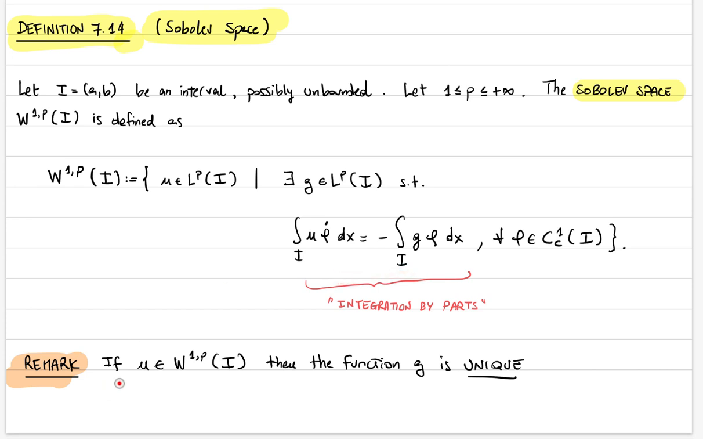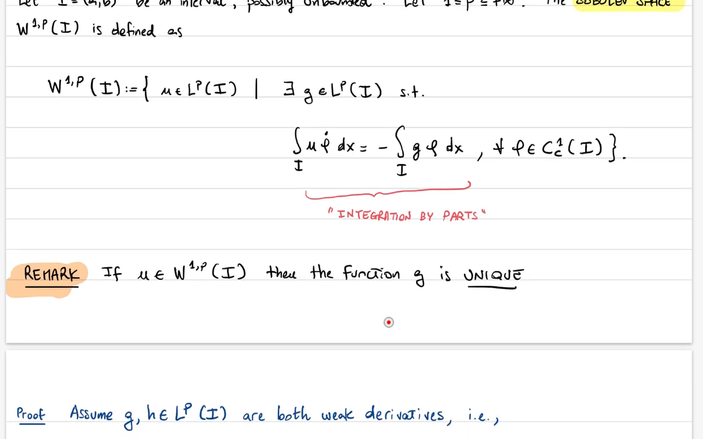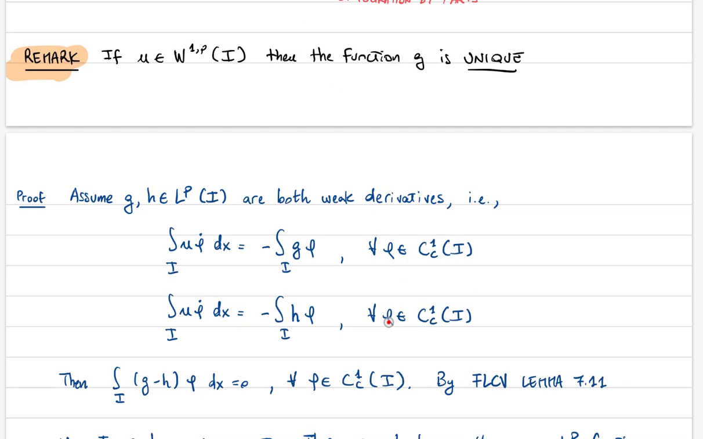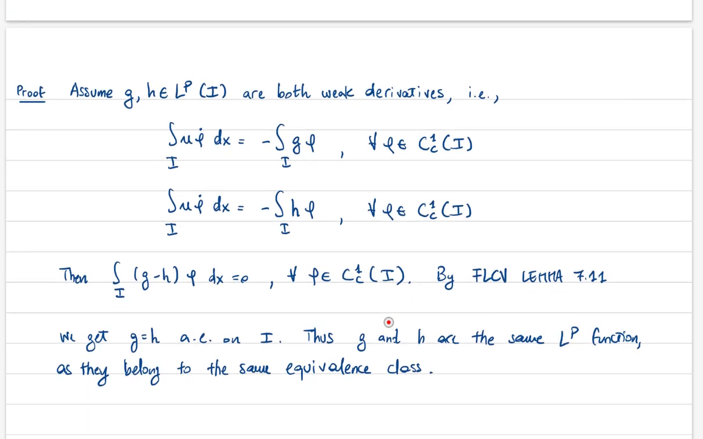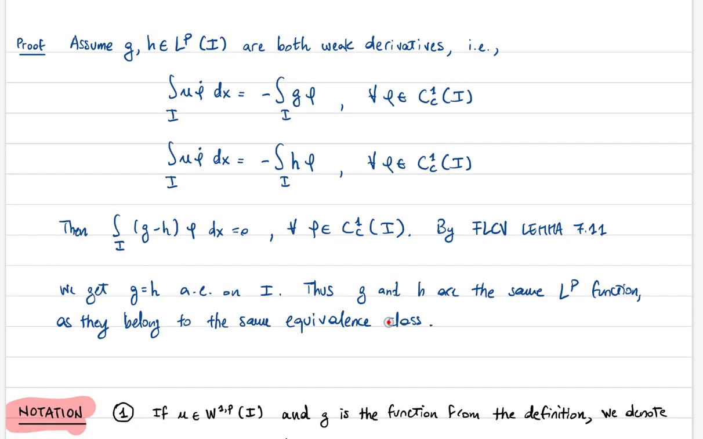The first remark is that if u is in W^{1,P}, then the function g satisfying this integration by parts formula is unique almost everywhere. Let's see how to prove this. As you can imagine, this is where the fundamental lemma of calculus of variations becomes useful. So assume that g and h in L^P(I) are both weak derivatives.